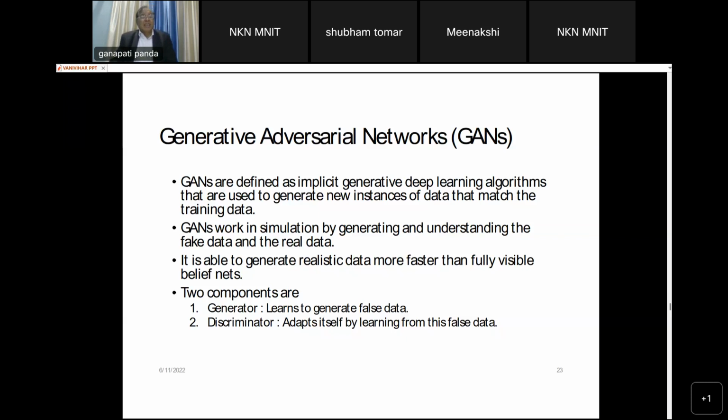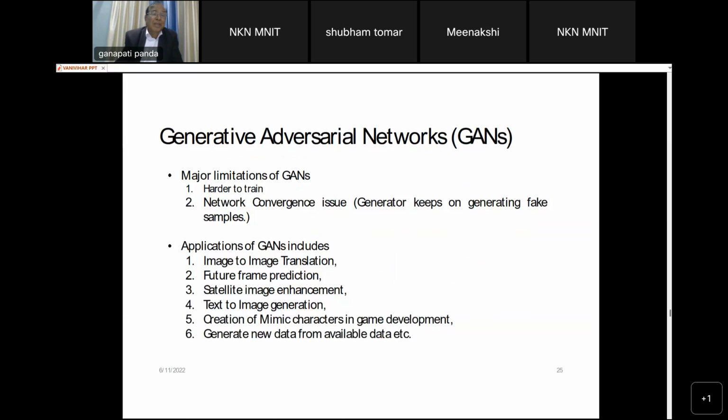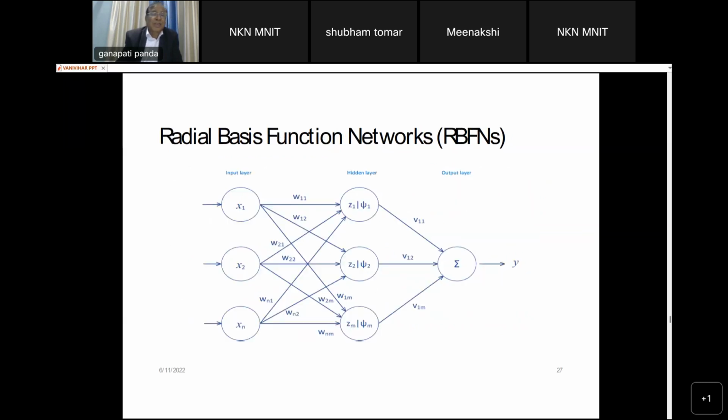So GAN comprises a generator and a discriminator. There is a generator and a discriminator. The radial basis function network has more layers, but basically it is a radial basis function, a simple Gaussian function, but the number of layers can be 100, 200, one after the other.